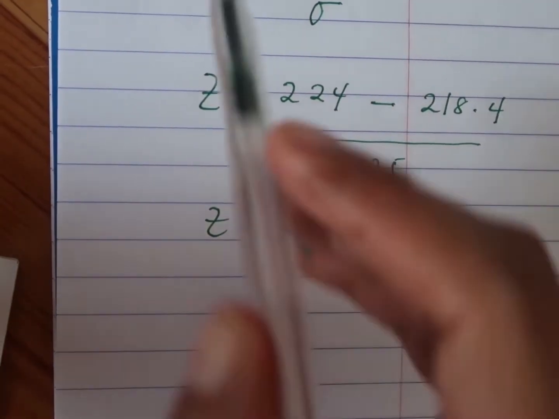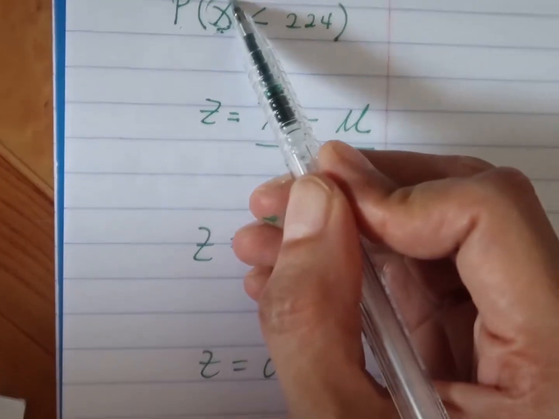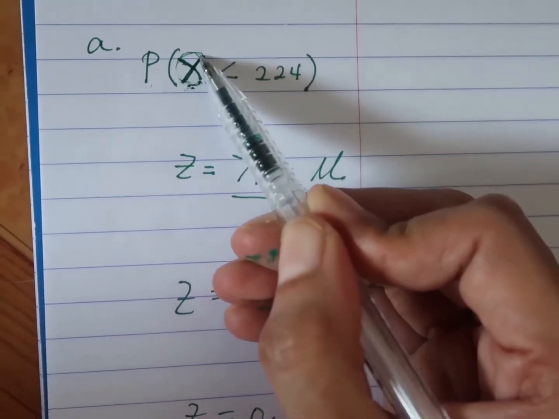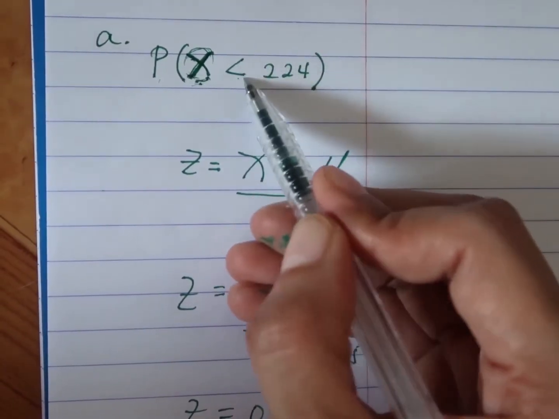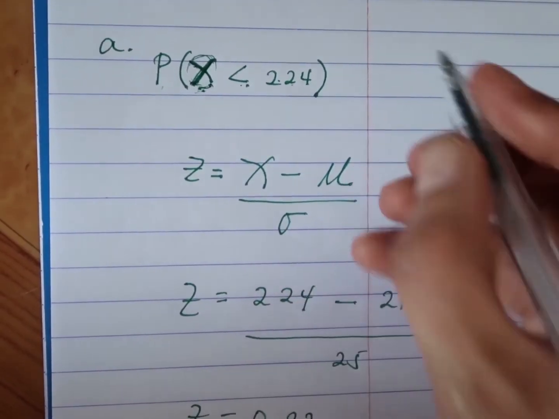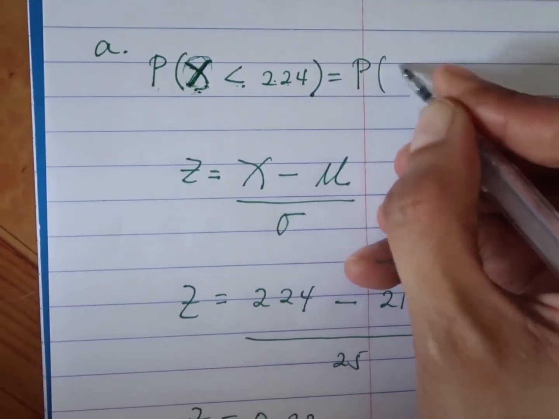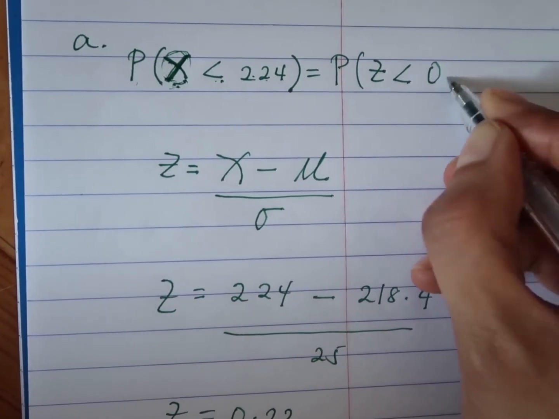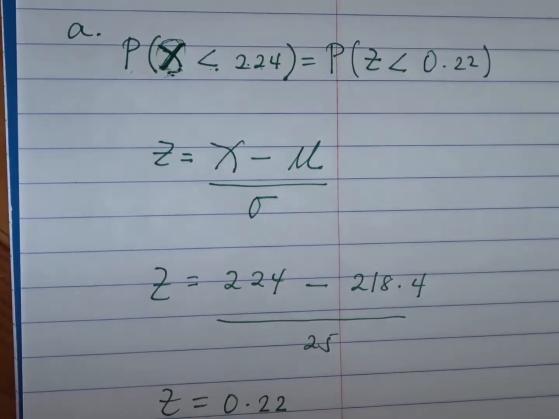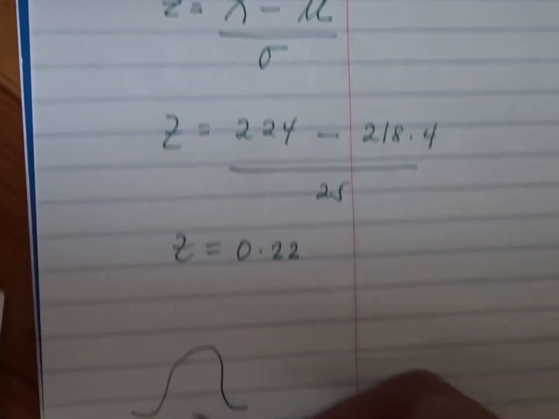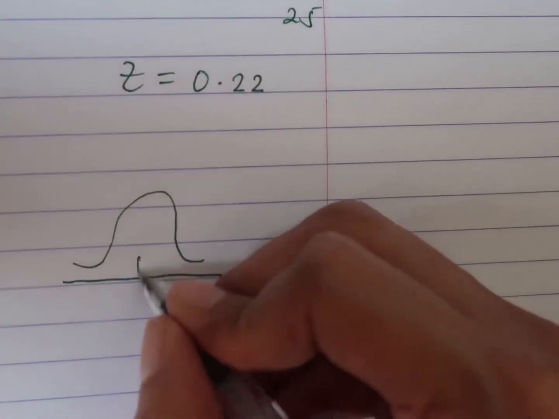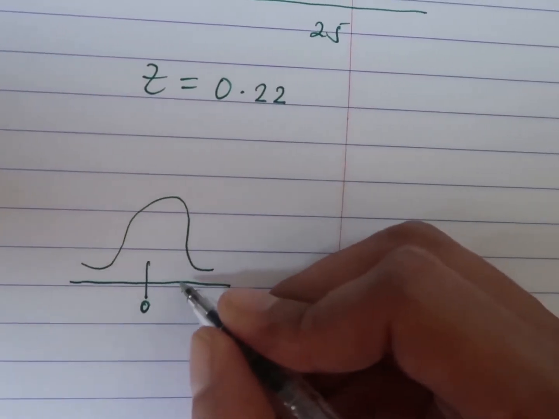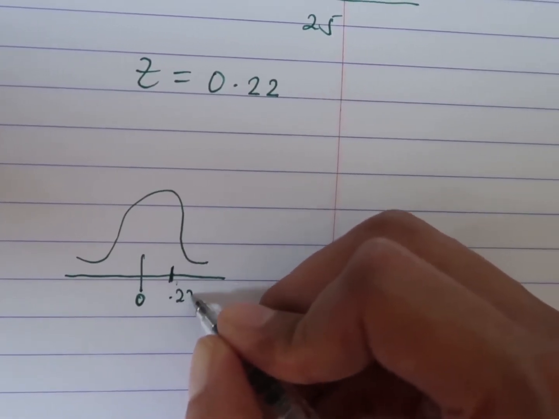So therefore, the probability that the selected person, which can be represented as X alone, is less than 224 is the same as the probability that the z value is less than 0.22. Okay, so you draw a normal curve, 0 in the middle. So where is 0.22 located? Here. So this is 0.22.